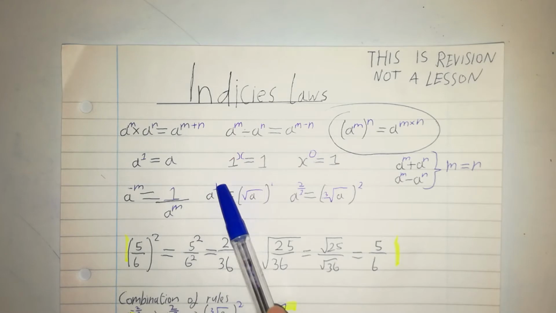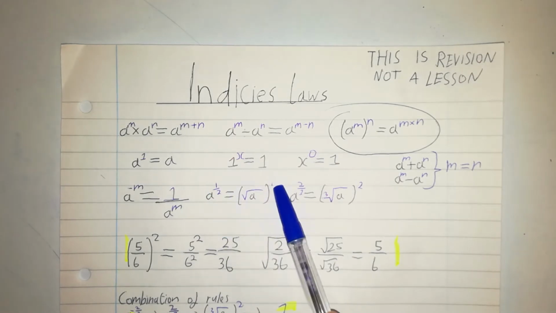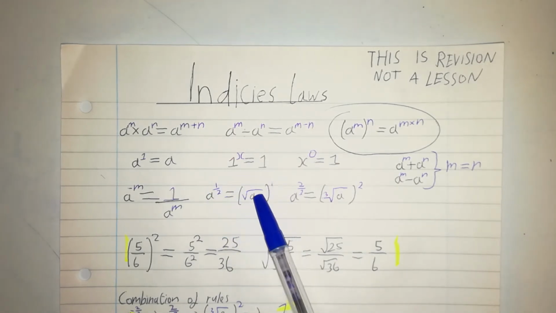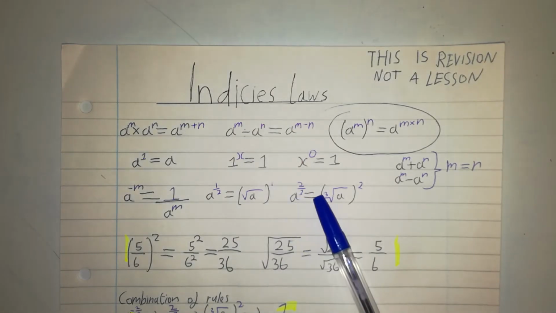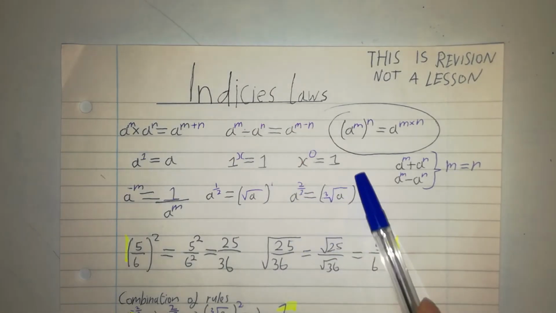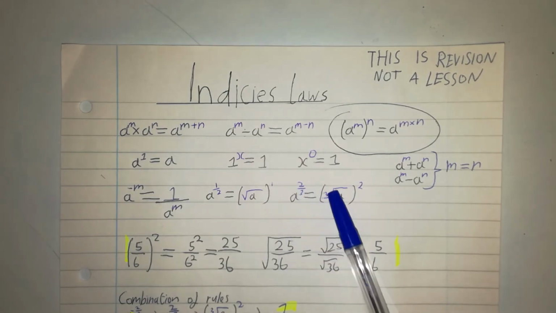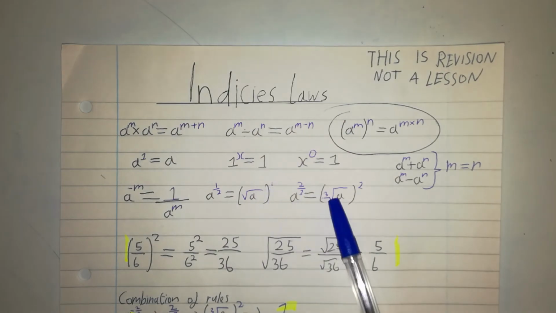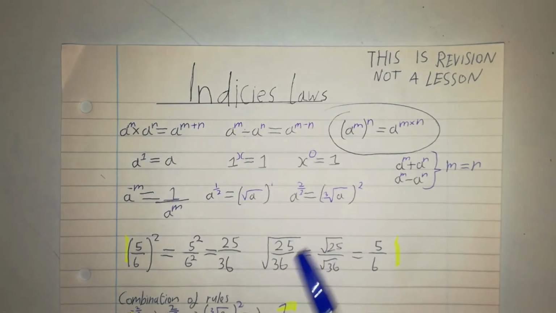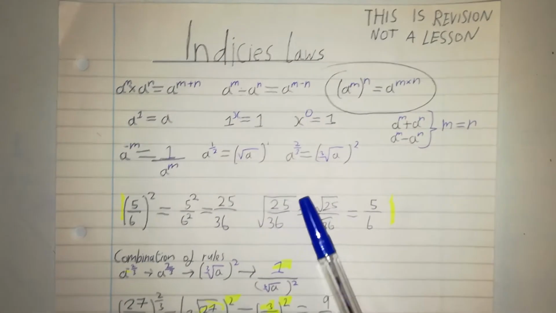A to the power of a half: the 2 is the square root, the 1 is the power, so the square root of a to the power 1. A to the power 2/3 is the cube root of a to the power 2: the 2 is the cube root, the 3 is the power. Powers, and what you do, square root, cube root. Right, hope you got that.